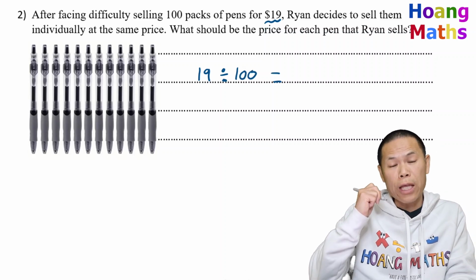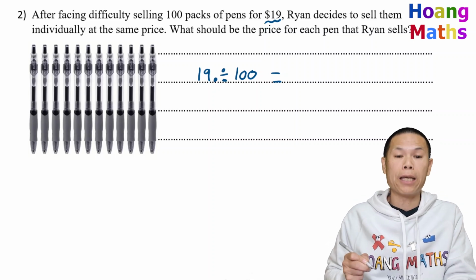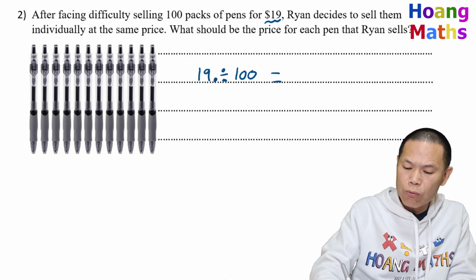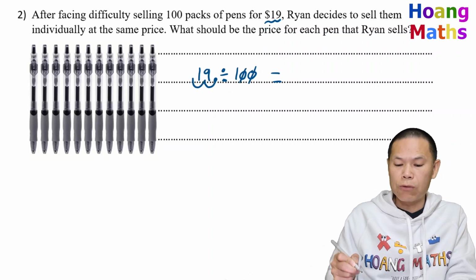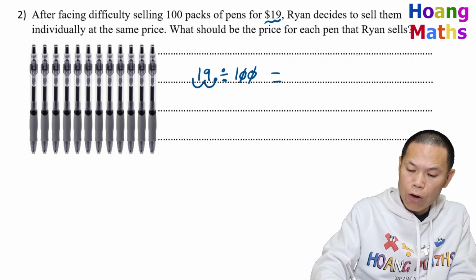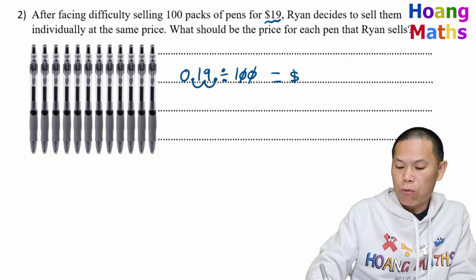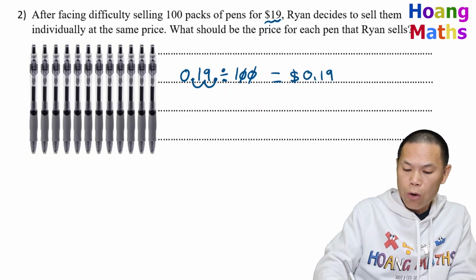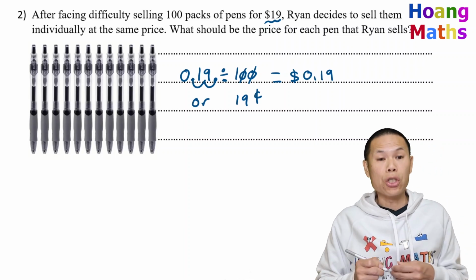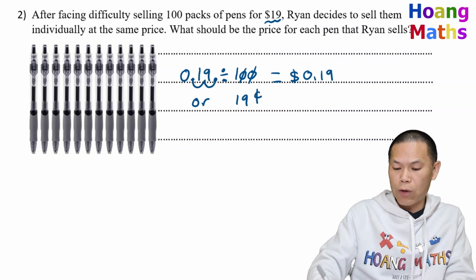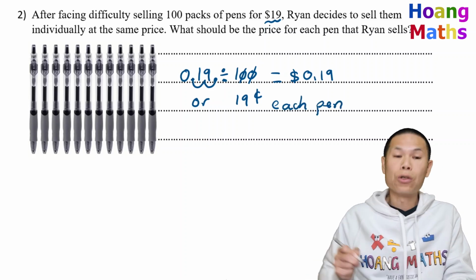So now we know that there's no decimal point for 19. So that means the decimal point is right at the back here. So we divide by 100, which is move 1. We cancel this 0. We move 1. We cancel this 0. So that becomes 0.19. So you can just write 0.19, or you can just simply write 19 cents each. Okay, so keep that in mind. So let me just write each here. So there you go.